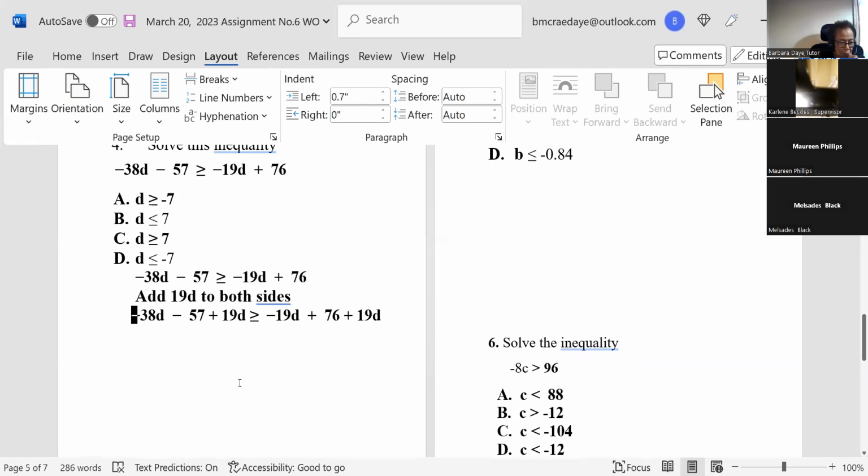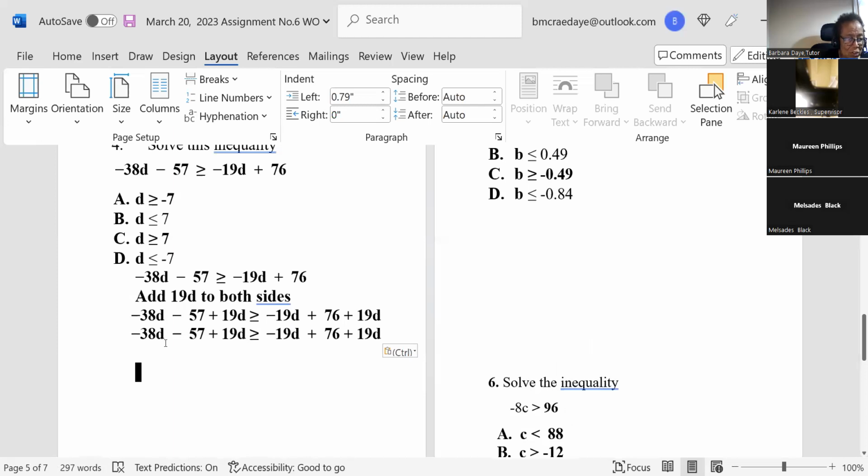What does that give you? Add the minus 38D and a plus 19D. What do you get? 57D. I presume. Maureen, that's why I went over the signs. What do you do when the signs are different? You subtract. That's right. That's why we went through those sign rule reviews. So you subtract.